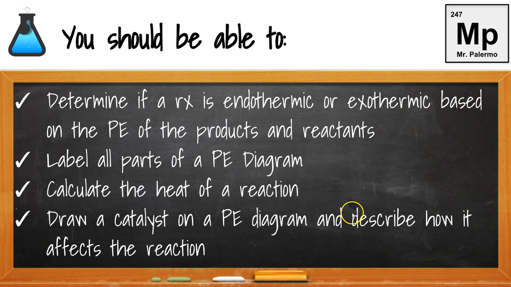At this point, you should be able to determine if a reaction is endo or exothermic based upon the potential energy of the products and reactants. Label all the parts of a potential energy diagram, calculate the delta H, or the heat of reaction, and draw a catalyst on your potential energy diagram and describe how it affects the reaction.